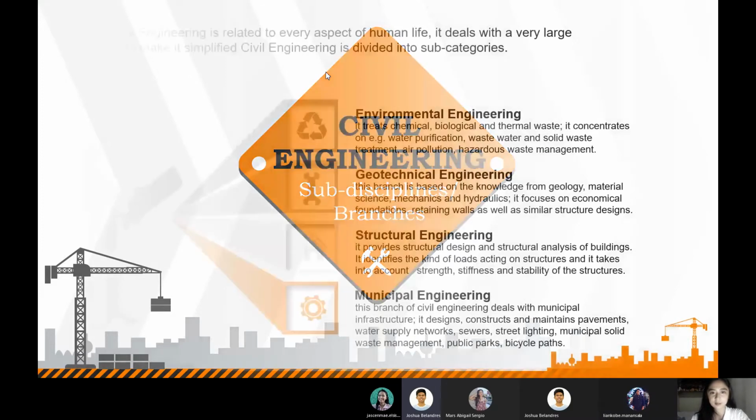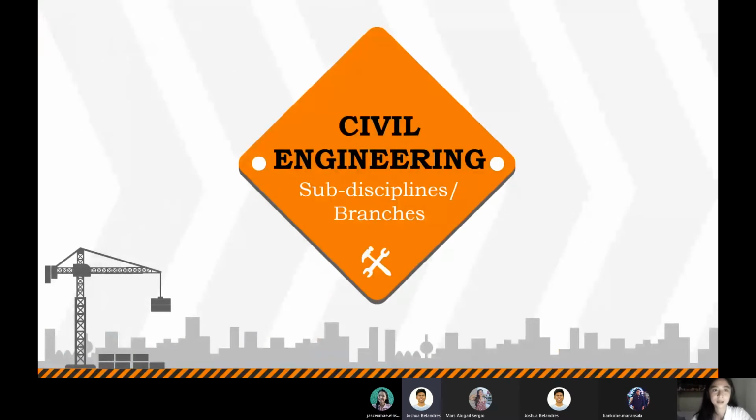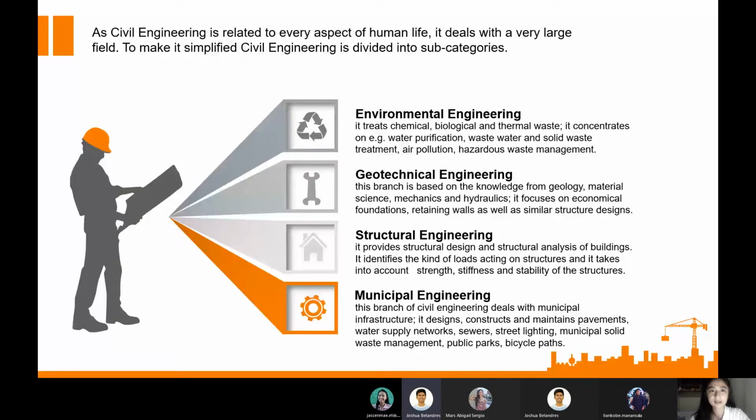So the next topic is all about the subdiscipline and branches of civil engineering. As civil engineering is related to every aspect of human life, it deals with a very large field. And to make it simplified, civil engineering is divided into 10 subcategories.